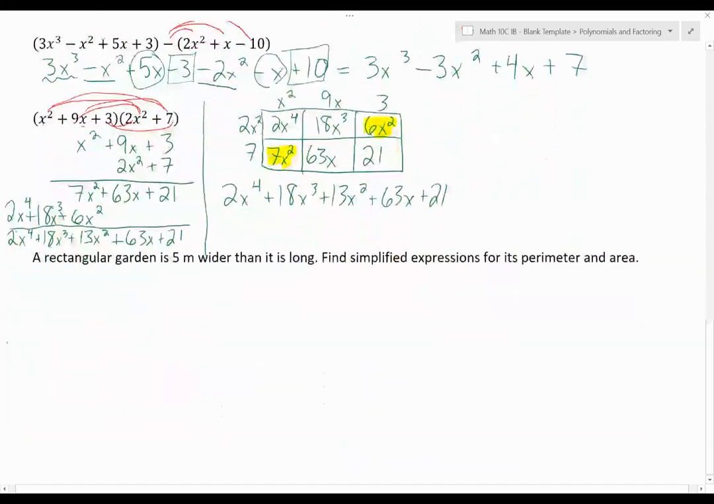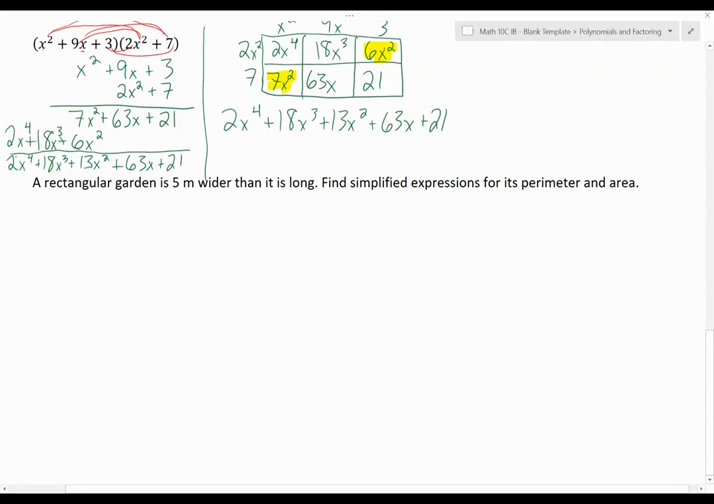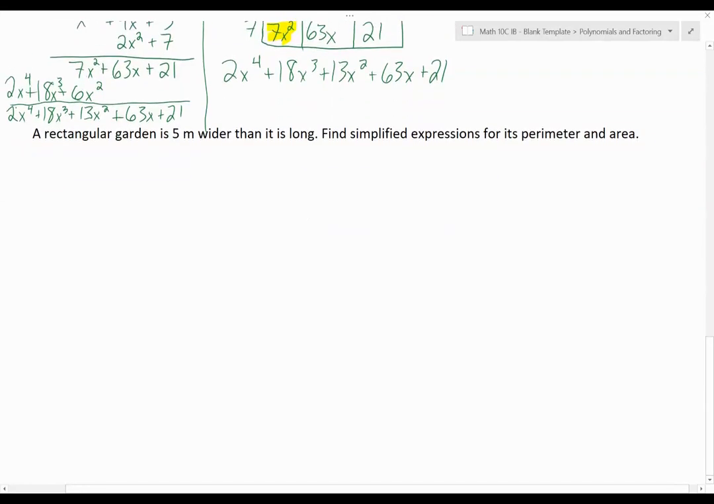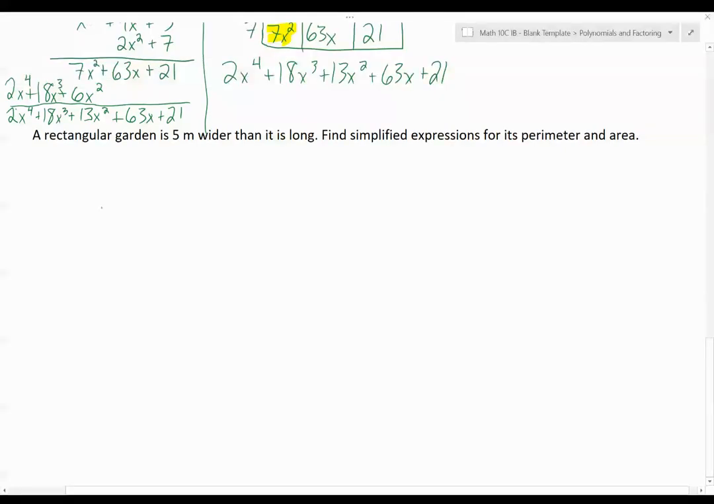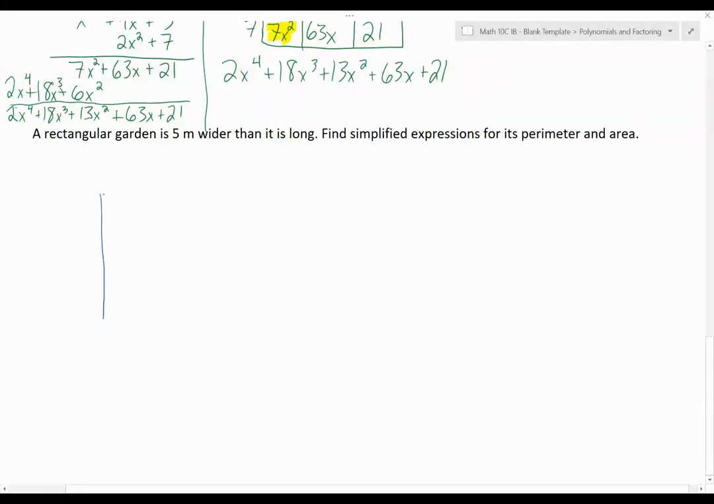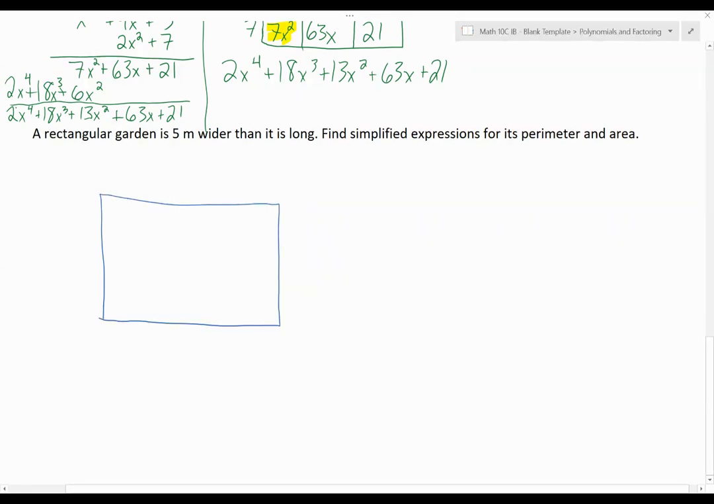All right, so now here's something of an application of polynomials. Let's say we have a rectangular garden that's 5 meters wider than it is long. With these types of questions, I often will draw a diagram. So I have a rectangle. It's 5 meters wider than it is long. So I'm going to call this the length. And this will be 5 meters more than that. Find simplified expressions for its perimeter and area.